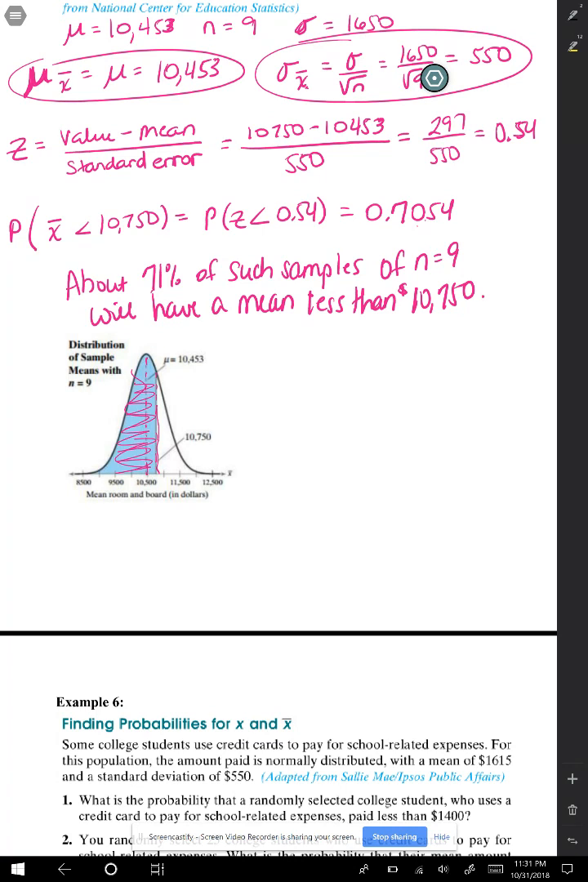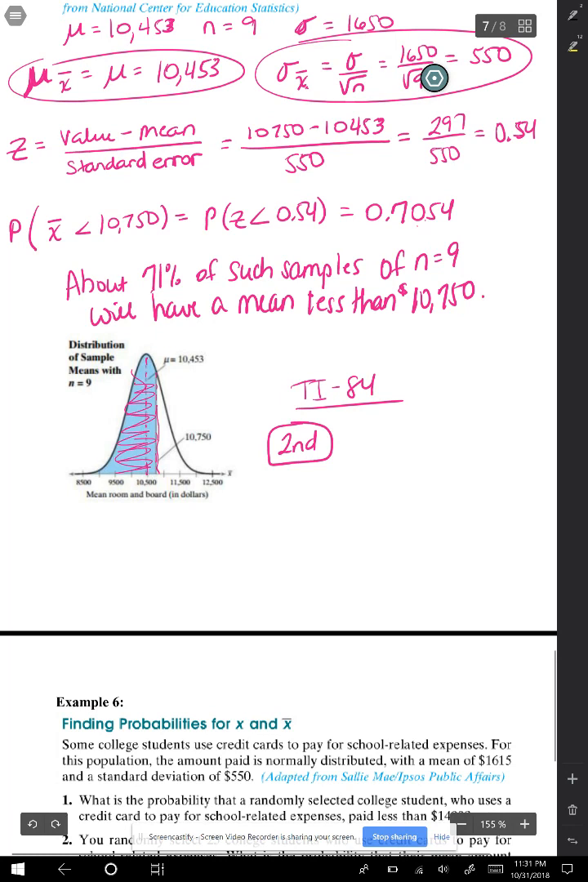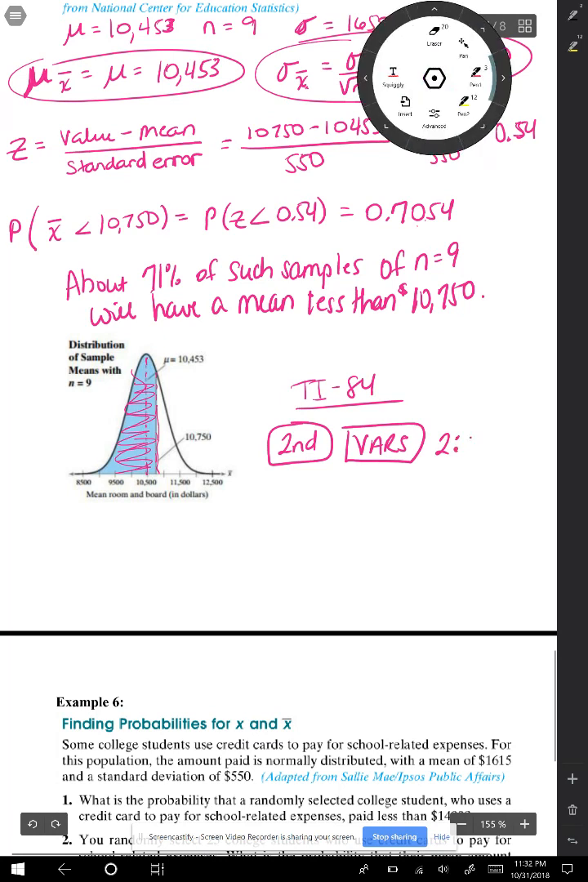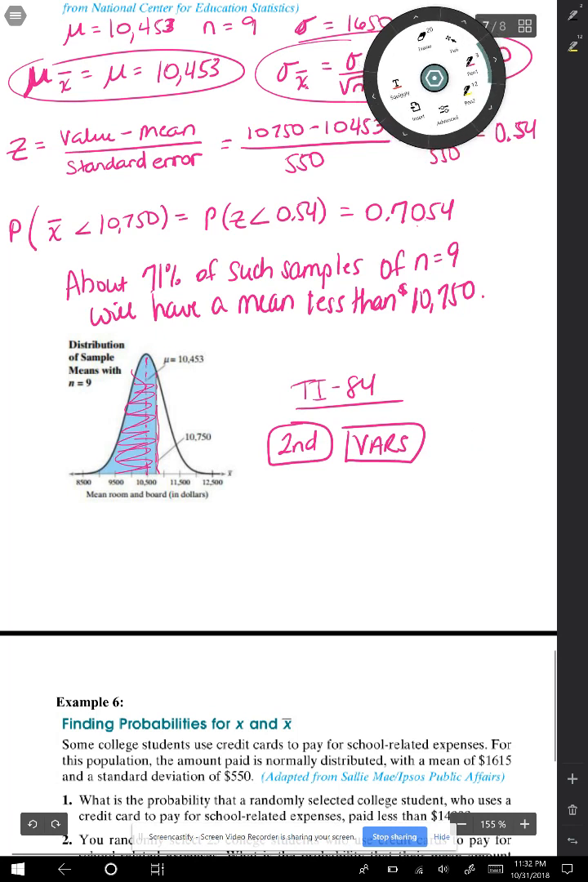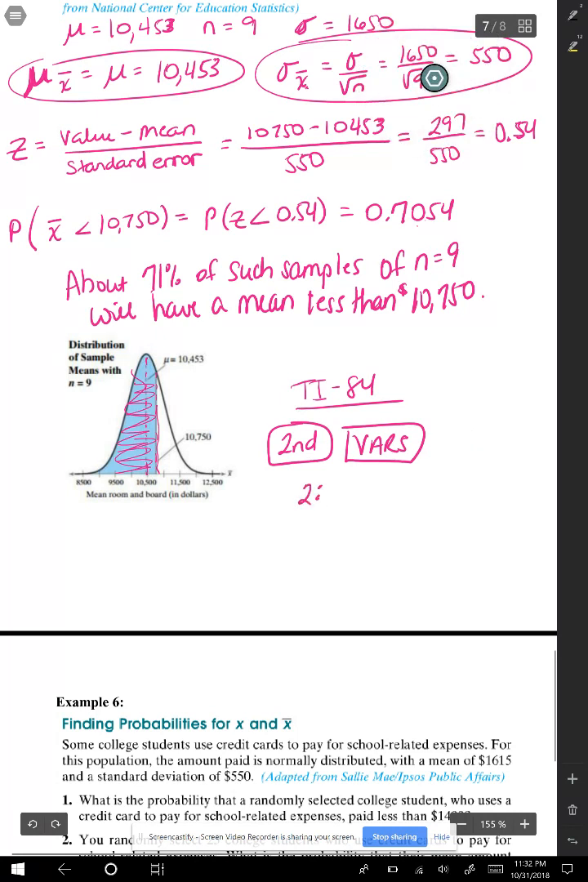So when we do that on your calculator, and again, this is for the TI-84, you're going to push the second button, and then you're going to push the VARS button. Then you're going to see number 2 says normal CDF. I'll write that down below so I have room to write it in. So you're going to push that.